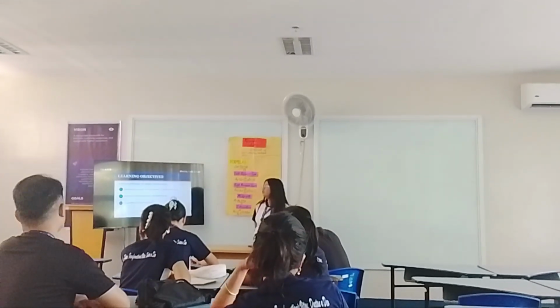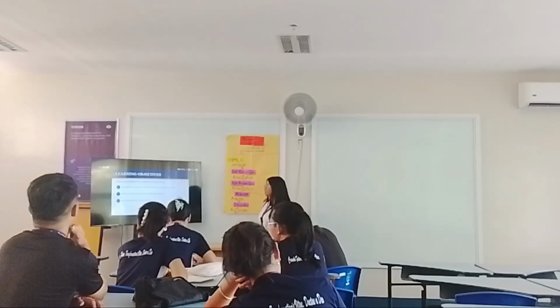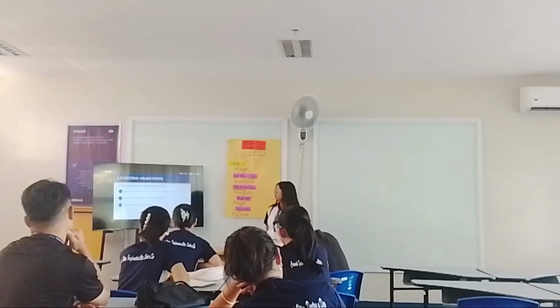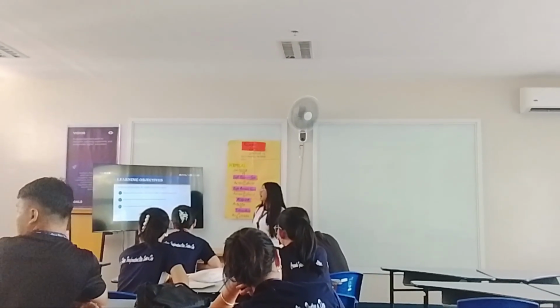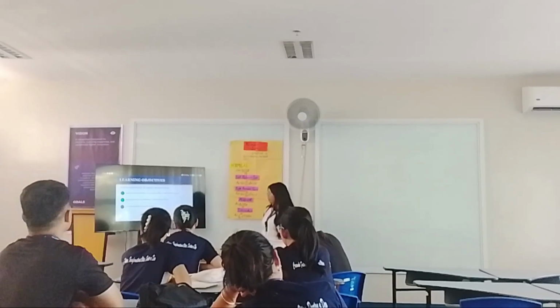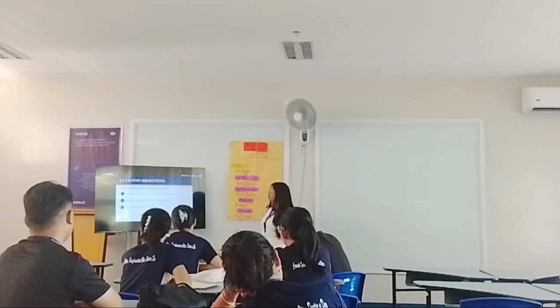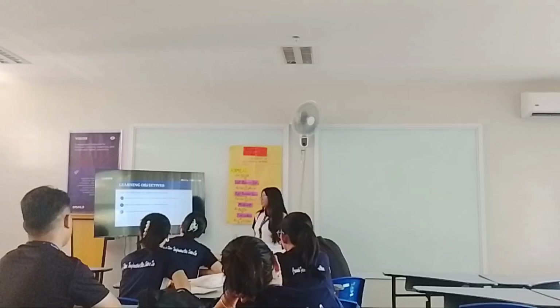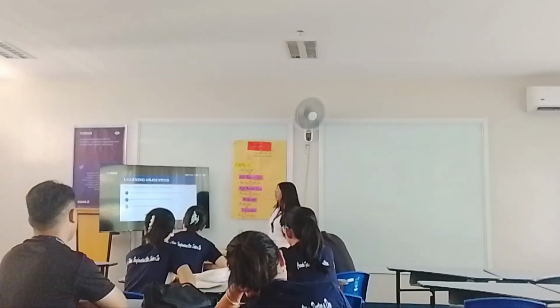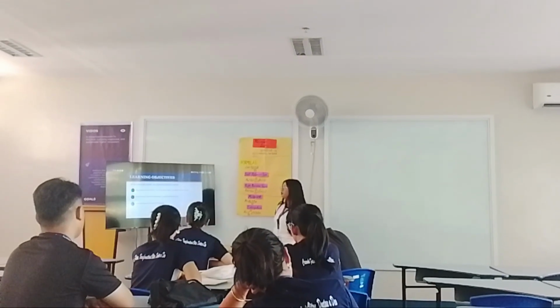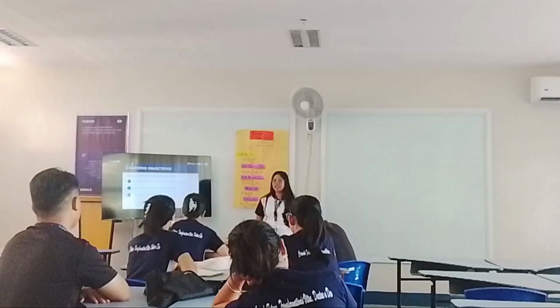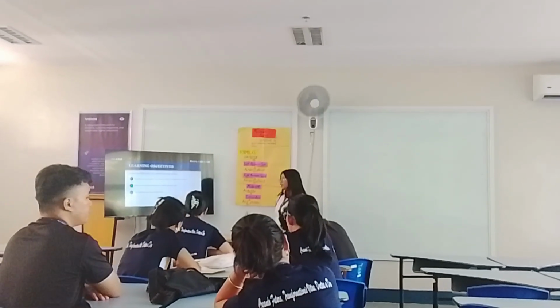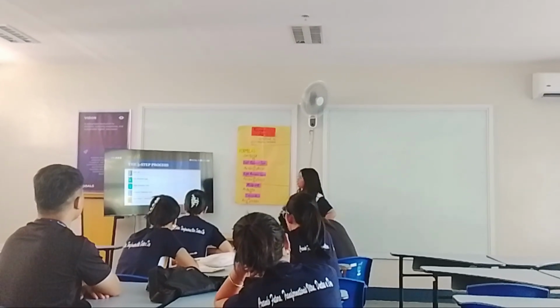So our learning objectives, at the end of the lesson, the student should be able to approximate the area under a curve using the left, right, and midpoint Riemann sums. Second is to identify which method overestimates or underestimates the area. And last, to solve problems with at least 80% accuracy. Let's proceed to our lesson.